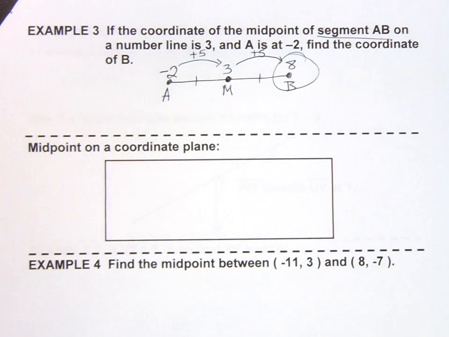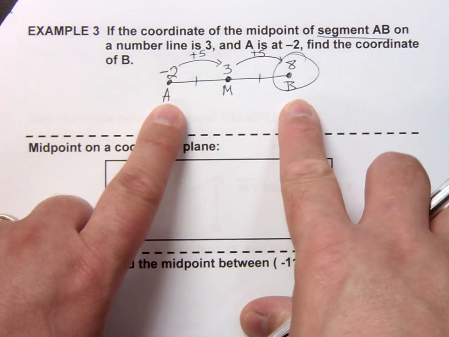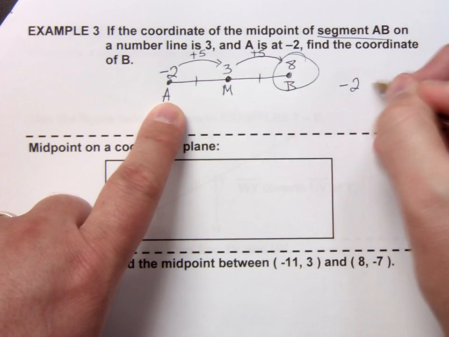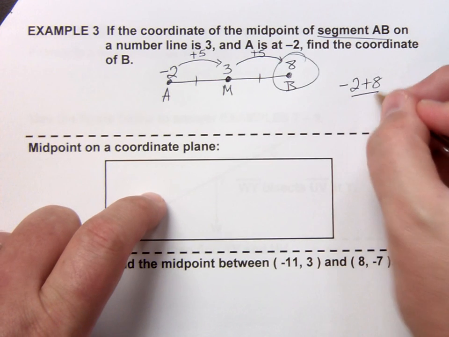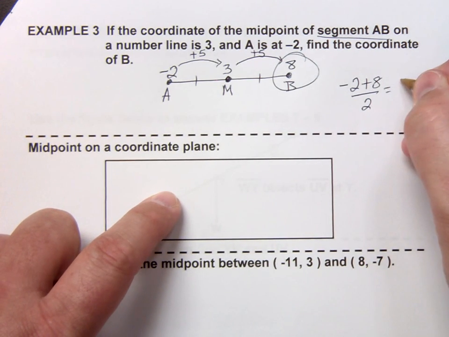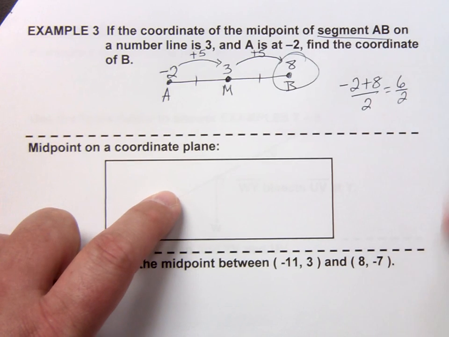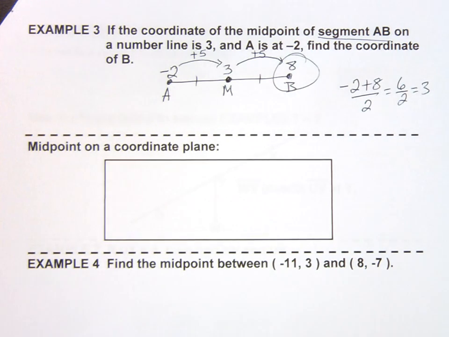Now if you need to check your work at the end just to make sure you're good, you can. You can go back now that we have both endpoints and you can test that out. And let's find the average of those two. If I add these two together, I'm adding two numbers together, so I divide by 2. -2 plus 8 is 6, and 6 divided by 2 is 3. So that gives me the correct midpoint. So I know that I'm good. I know that I found the correct coordinate for point B.